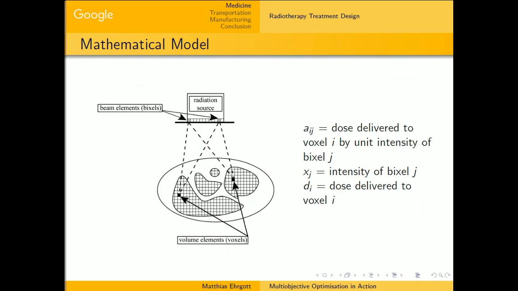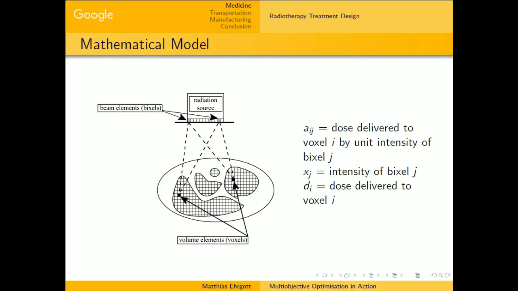Now, radiation comes out of the linear accelerator and hits the patient. So what we do here is we discretize the patient as well into 3D blocks, which we call voxels, for volume elements. And we pick one point in each of these voxels where we measure the radiation dose, and that represents the radiation dose in that whole voxel. So we have some notation there. Aij is the dose delivered to a certain voxel by a certain pixel if we irradiate for 1 second, say, or 1 unit.